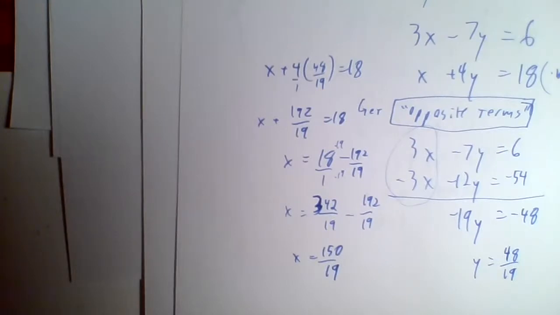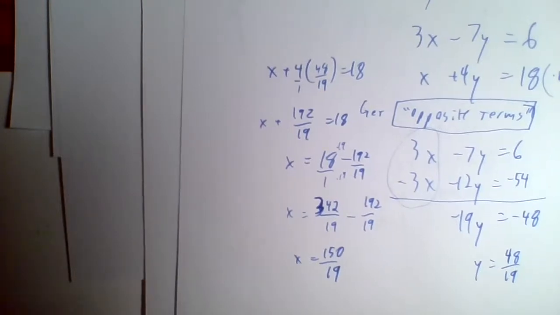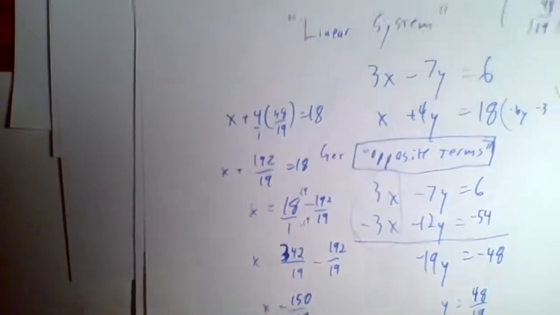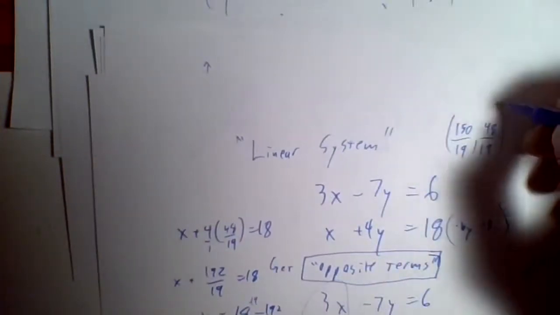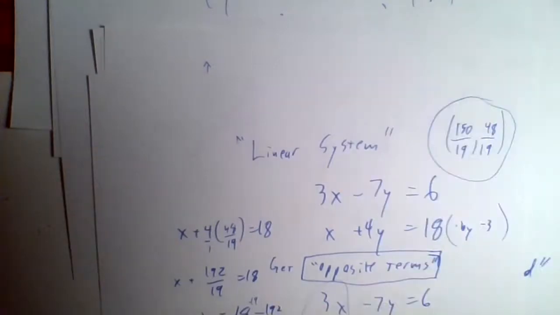They're going to have an answer, but they're probably not going to be nice numbers like clever little textbook problems. But 150 over 19 is the x value. And that's the only solution to that system. Linear system, generally going to have just one answer to it. It goes through straight line graphs. That's where they intersect.